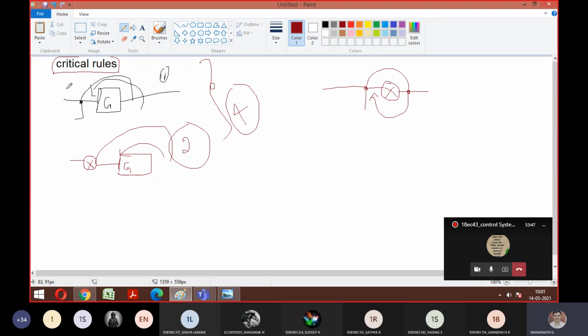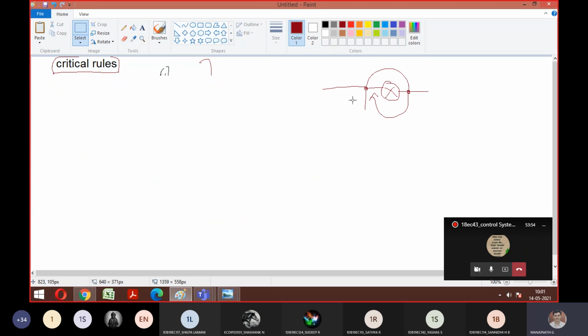So let me delete everything. This part will be deleted. Understand the difference between your normal rules and this. See, a few times in the question they will mention specifically that you have to solve using critical rules. Then your mind should tell you that the last 2 rules have to be applied. Sometimes they won't give anything; they will just give a block diagram reduction problem. That time also you should have awareness. Okay, let me go with rule number 10.